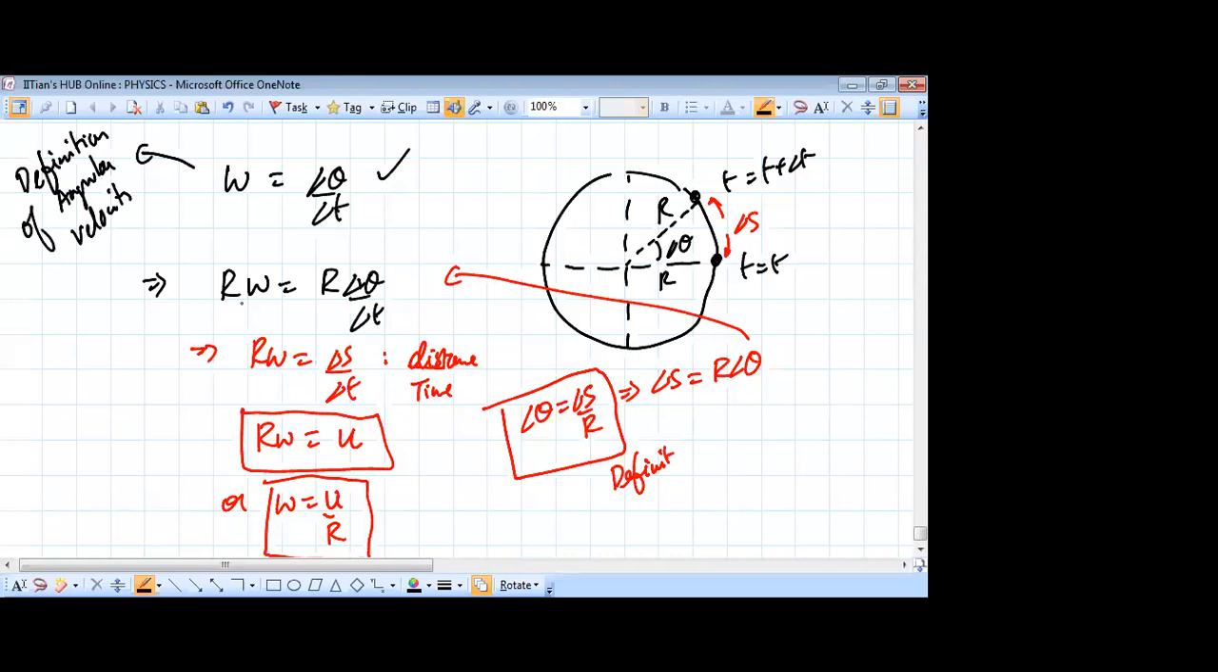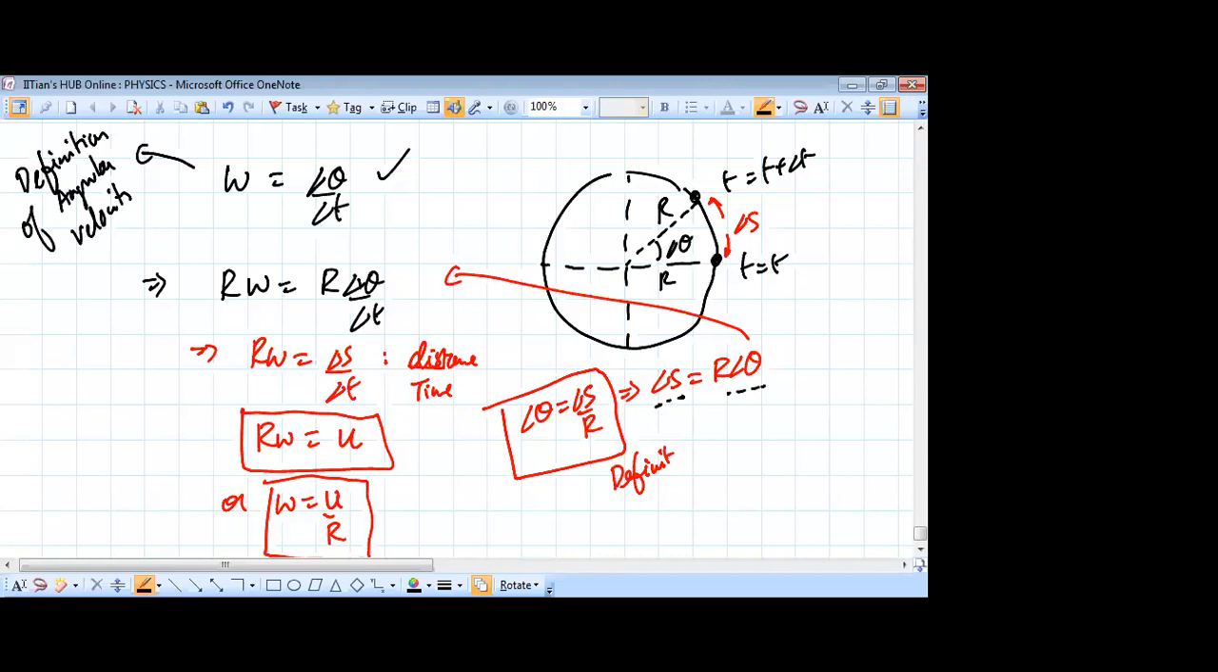It is rate of change of angular displacement. Now, if we multiply this equation on both sides by the radius, on the right hand side we'll get r into delta theta by delta t. Now it's a matter of interpretation: what is r delta theta? It is nothing but the arc length delta s.